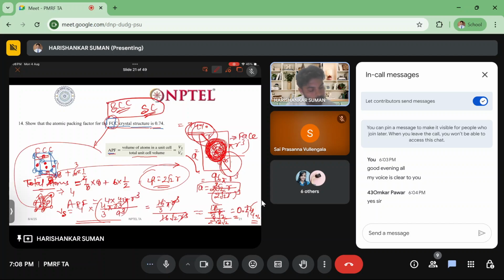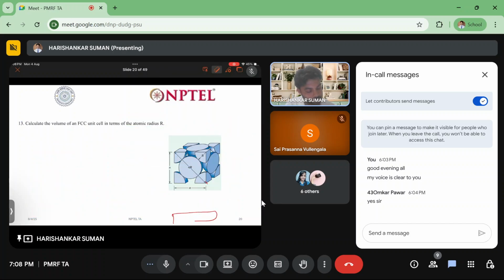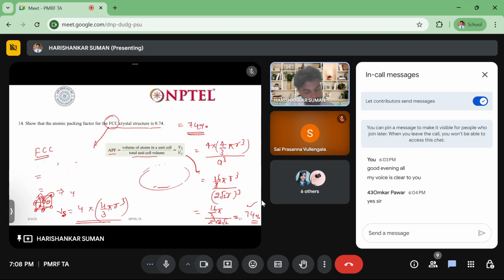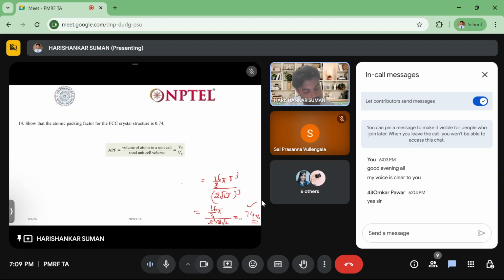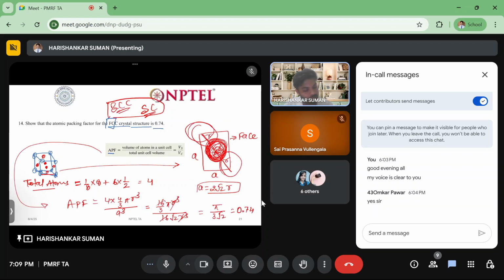Okay, I have verified. Are these clear to you? If you have a doubt in any step, please ask. Similarly, you can also calculate for BCC, body centered, and simple cubic.